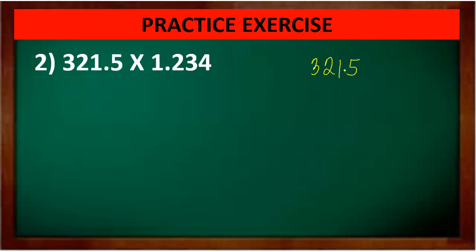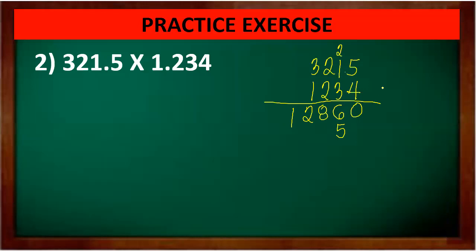321, okay, 0.5. Then, we have 1, 2, 3, 4. Medyo mahaba ito kasi apat na number. So, if we multiply 4 times 5, that is 20. Carry 2. 4 times 1 is 4 plus 2, that is 6. 4 times 2 is 8. 4 times 3 is 12. Now, let's multiply 3 times 5, that is 15. Carry 1. 3 times 1 is 3 plus 1, that is 4. 3 times 2 is 6. 3 times 3 is 9.